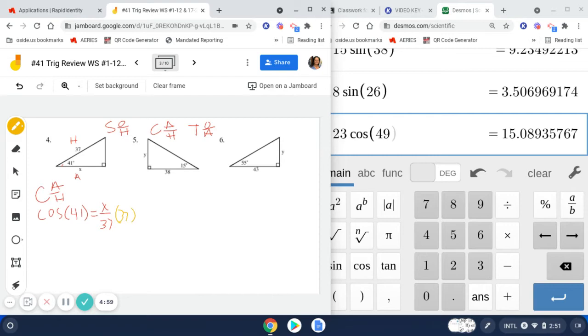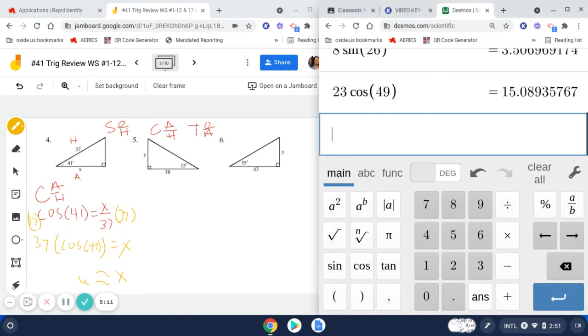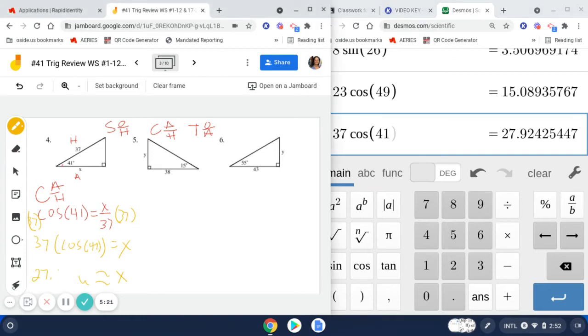Multiplying by that denominator of 37 to both sides, we get 37 times the cosine of 41, and that's what we're going to go plug in. 37 times the cosine of 41, and we get 27.92, U for units. Okay, let's go try the next one. Pause the video, see how you do.